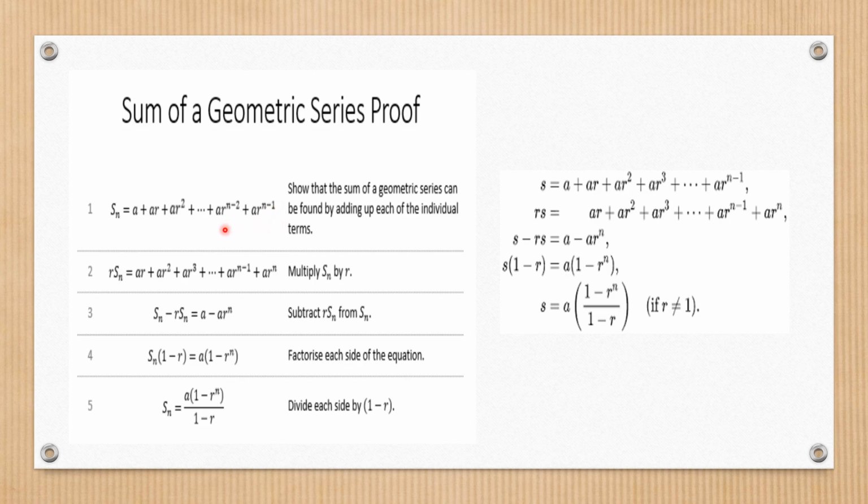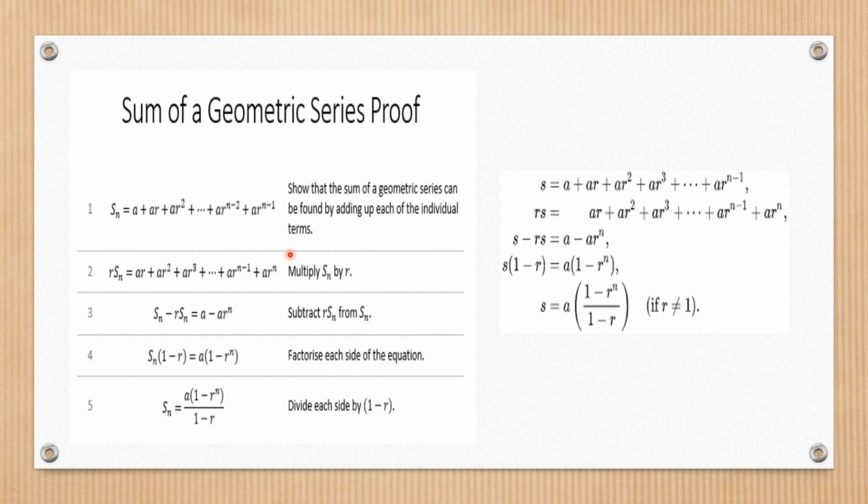Is this clear? The first equation we will consider as Sn is equal to the sum of n terms of GP. Then we will multiply both sides by R. So we get R times Sn, and this A will become AR, this will become AR square, this will become AR cube, and so on. And this AR to the power n minus 1, when multiplied with R, will become AR raised to power n.